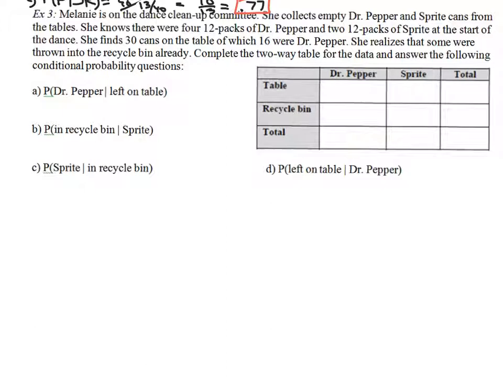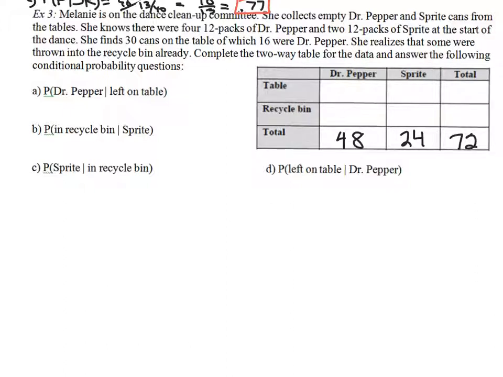So first of all, we're going to start by completing the two-way table for the data and then be able to answer the conditional probability questions. The first thing that we know is that altogether there were 4 12-packs of Dr. Pepper. So to begin with, we had of Dr. Pepper 4 times 12 or 48 cans. There were two 12-packs of Sprite, so 2 times 12 gives me 24. So altogether we had 72 cans of soda.